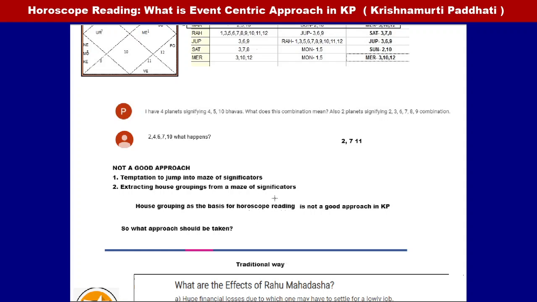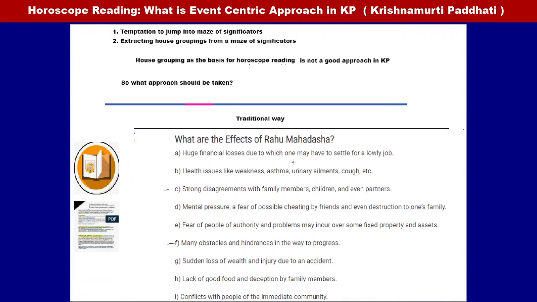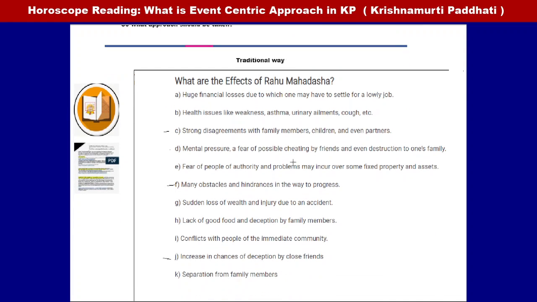Now in KP you will not find a very standard kind of format or approach, and I don't think Shri KSK was able to evolve some kind of definite approach that this is how you have to prepare a horoscope, read a horoscope, and write a horoscope and offer predictions. Let's first look at how we were doing things the traditional way. Now, in a traditional horoscope, if somebody is going through a Rahu period, then you get a lot of ready-made text from the old classics and all that.